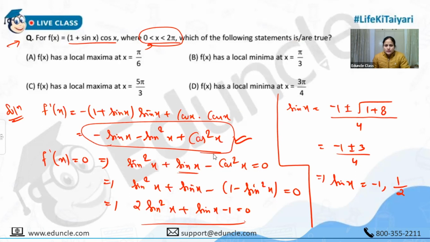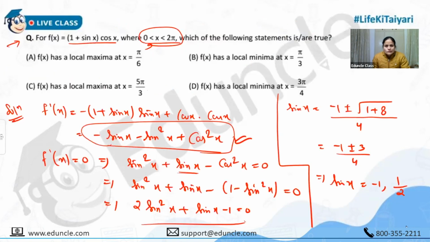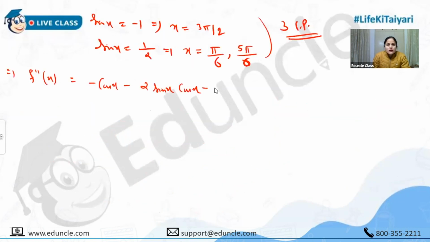It is my first derivative. So I am taking the second derivative. So this will give me minus cos x minus 2 sin x cos x, and plus this will give me minus 2 cos x into sin x. Okay?